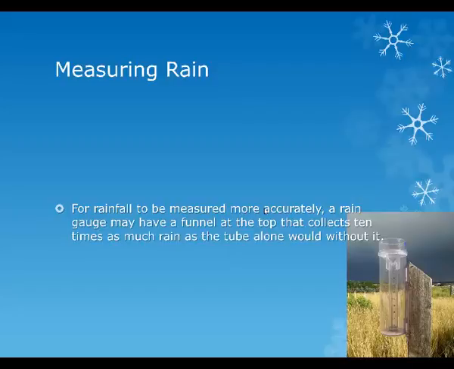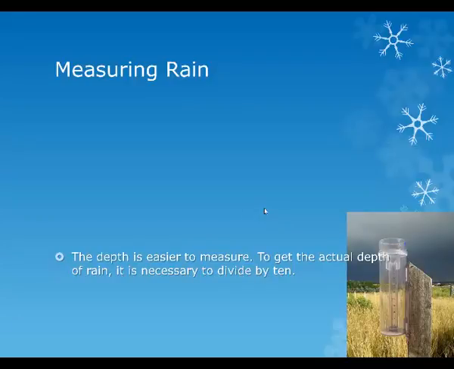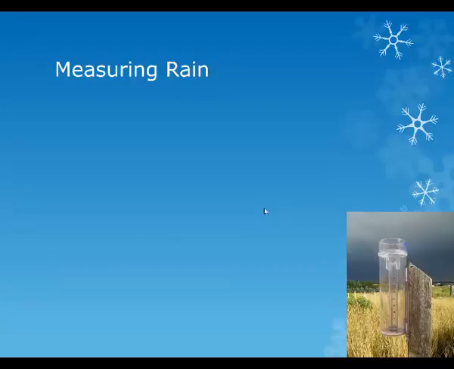rainfall. So what we do is we look at the amount that's inside the rain gauge, we divide that by 10, and that gives us an accurate representation of the amount of rain that fell over a period of time. The reason that we use the larger funnel at the top is because the depth is easier to measure in that case. And it helps us get the actual depth of rain that fell, instead of trying to measure a very small amount inside of a tube. So if we use the larger scale with the funnel on it, we just need to divide by 10.